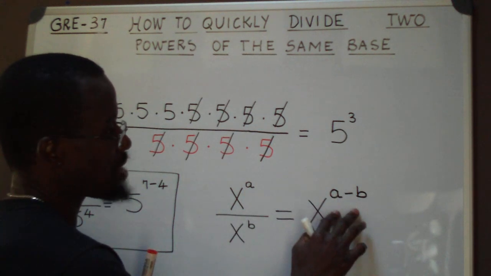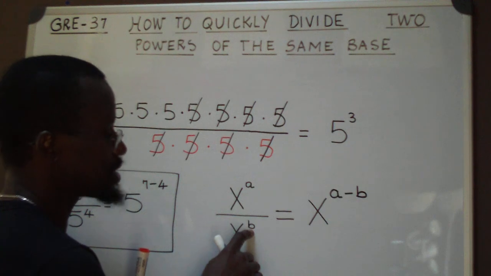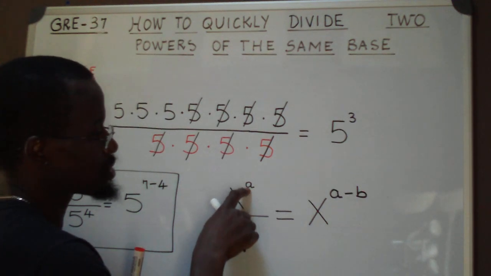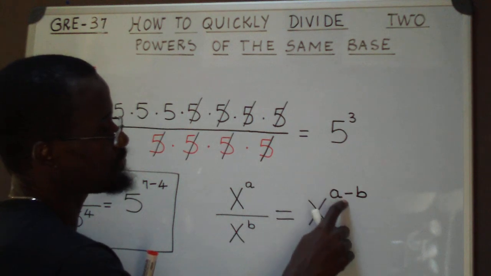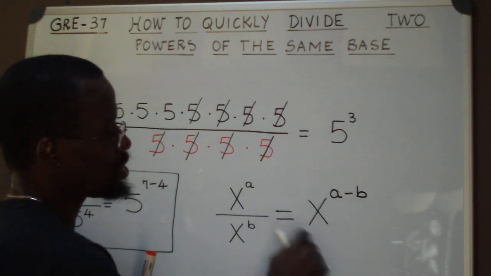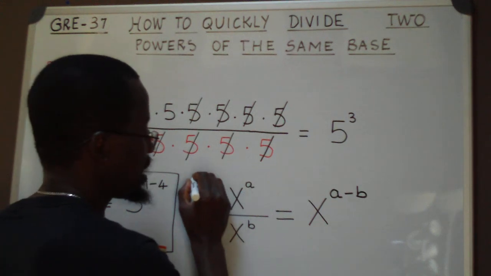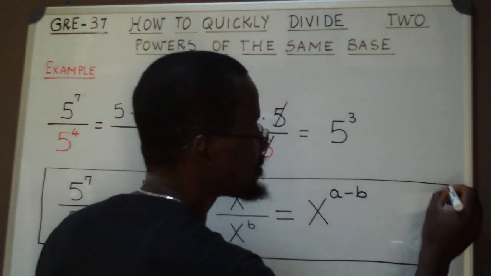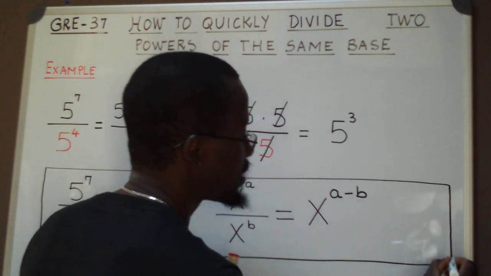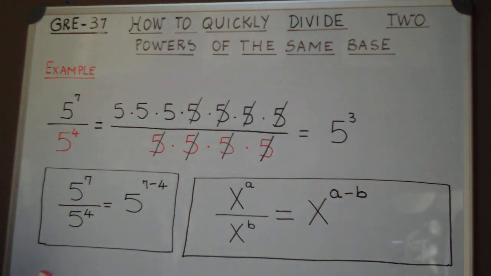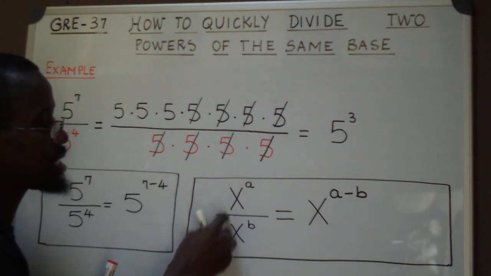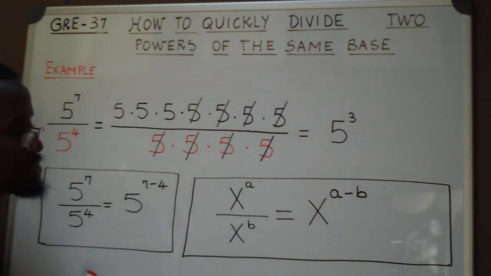It is not the other way around. It is not the exponent of the denominator minus that of the numerator. You have to be very careful about that. It is always the exponent of the numerator minus the exponent of the denominator. That gives you the exponent of the answer. Now, this formula is applicable in all situations where you are dividing a power of a certain number by another power of the same number, as long as the bases are the same, and if the base is different from 0, then you can apply this formula.